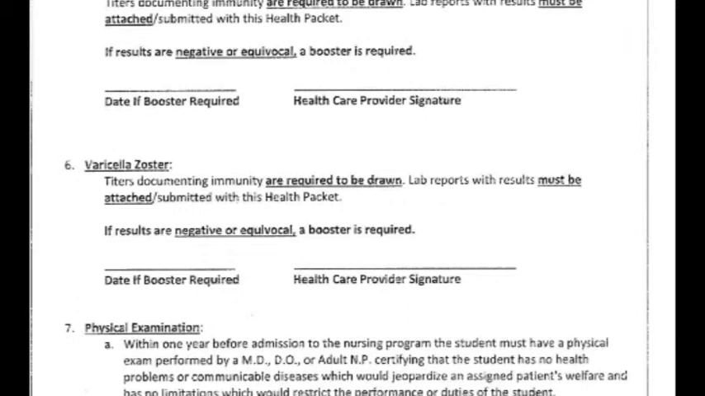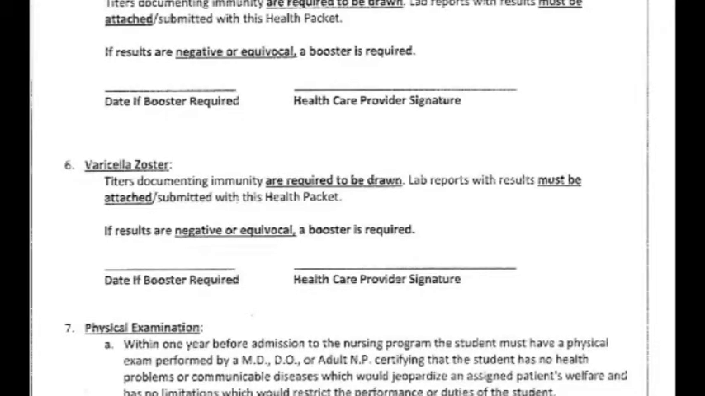Number 6, varicella zoster. This titer needs to be drawn and lab documents must be attached. If results are negative or equivocal, you can provide history of chickenpox or herpes zoster shingles from a healthcare provider, or have 2 doses of Varivax, spelled V-A-R-I-V-A-X. That's the varicella vaccine. These must be given 4 weeks apart. They are very expensive and only certain pharmacies will order them. They are not routinely stocked because of their expensive nature.